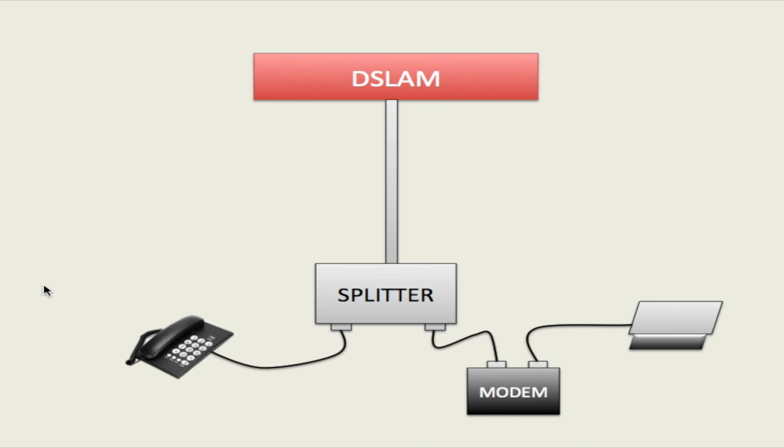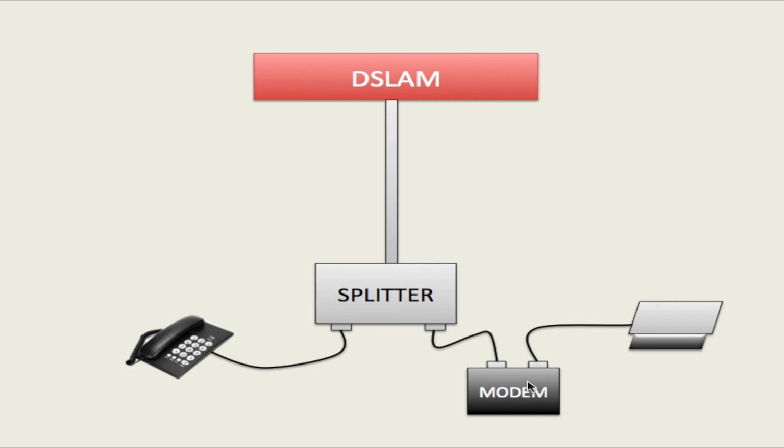Now this is the setup configuration for most DSL lines. You have the DSLAM coming from your ISP, and you have your twisted pair cable coming right to your customer's premises. Now right within the customer's premises, the twisted pair is directly connected to a splitter, and then your phone is connected from one side of that splitter, and then your modem is connected on the other side, and then of course your computer or your Wi-Fi equipment will be connected to the modem.